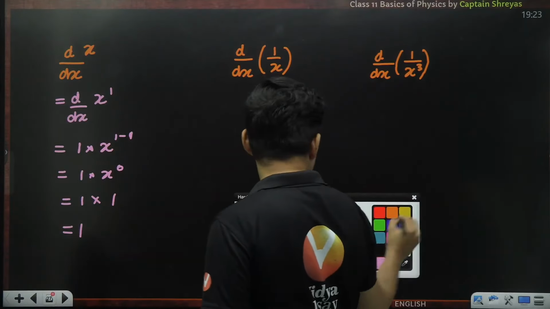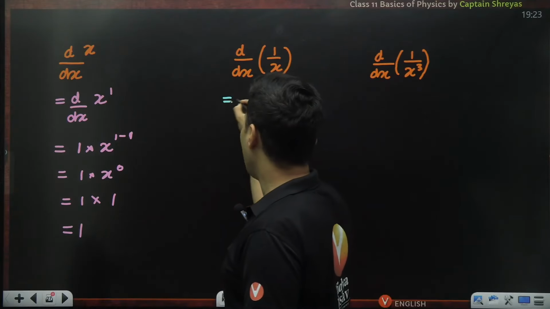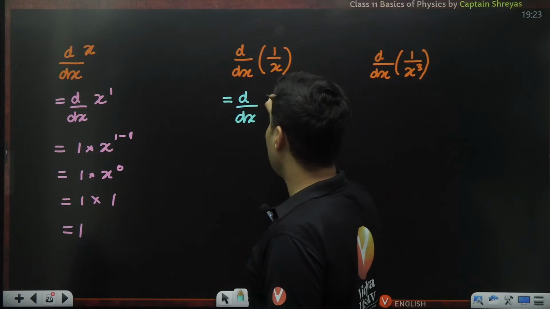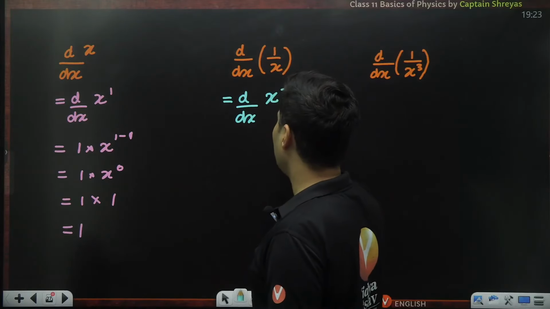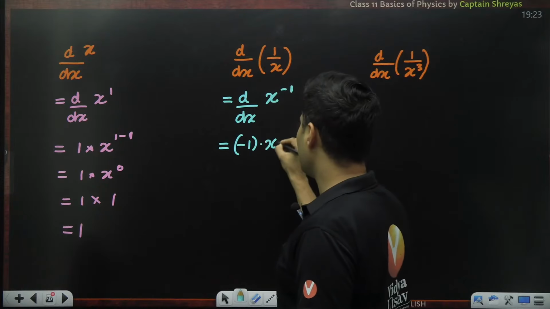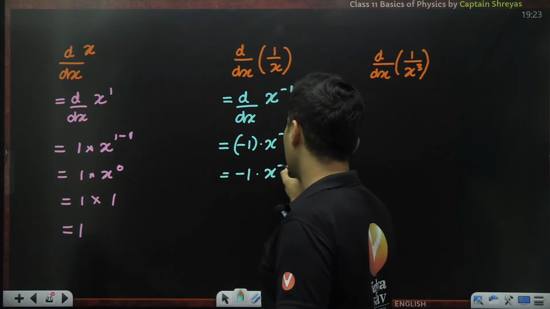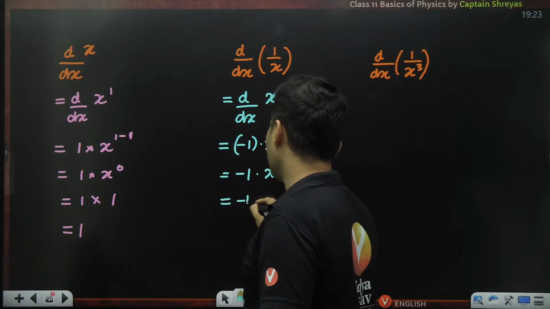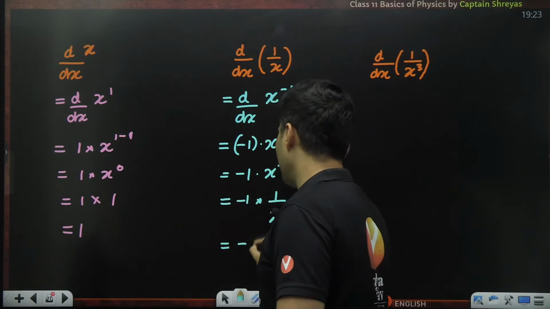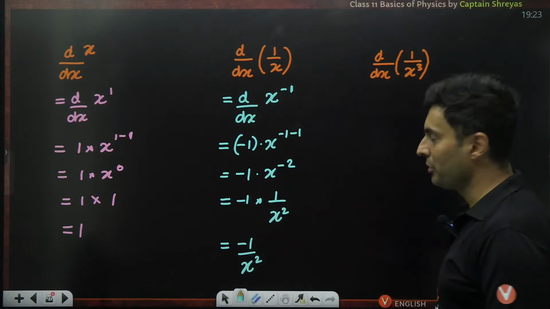How about this? Whenever things are below, just take it on the top. So this is as good as saying d by dx of x raised to minus 1. A positive power in the denominator becomes a negative power in the numerator. That power comes outside and you reduce the power by 1, so it becomes minus 1 into x raised to minus 2, which is minus 1 multiplied by 1 by x square. So the answer is minus 1 by x square.